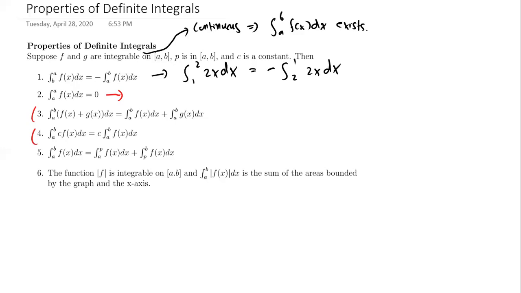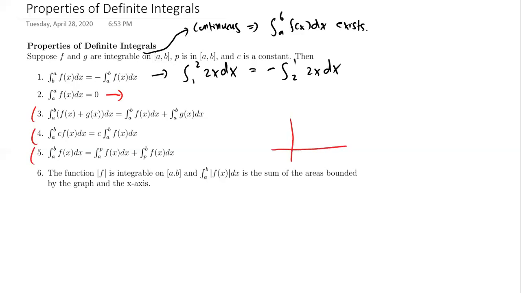This one also makes a little bit of sense. Right? So remember, p is some number between a and b. So what this is saying is if you want to find the net area bounded by f and the x-axis from a to b, you can partition it as first doing it from a to p, and then doing it from p to b. So let me give you an example of this.